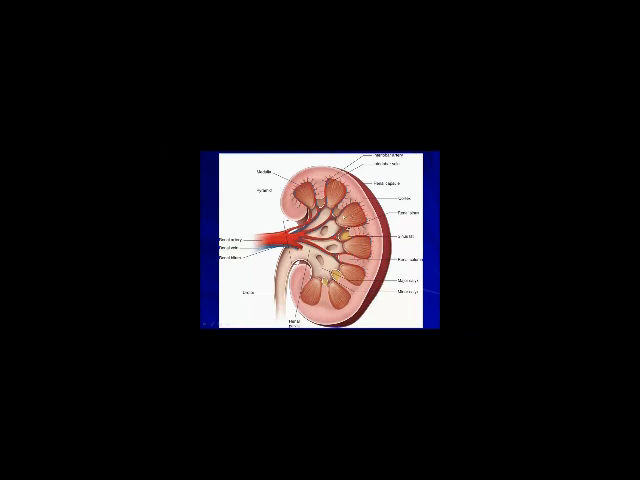The tips of these pyramids are called papillae, and they open into the lesser calyces. They join together to form major calyces, and these major calyces then open into the ureter, and in this way the process continues.